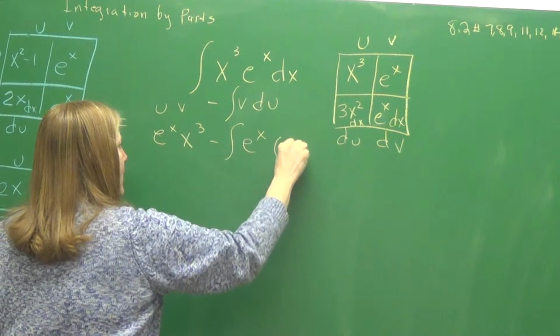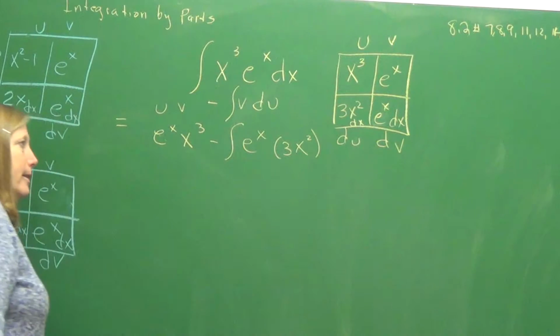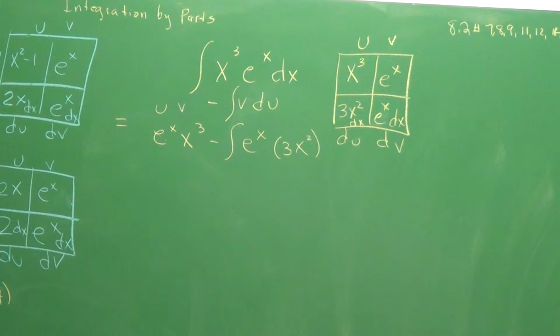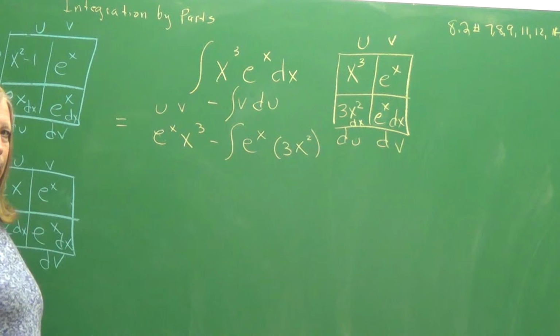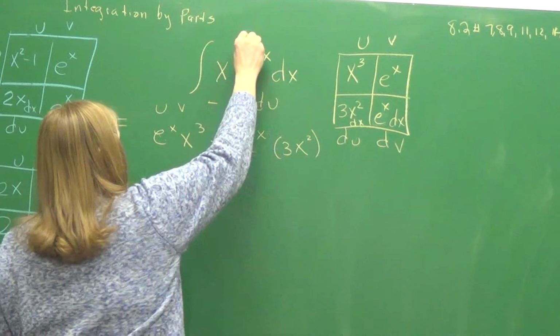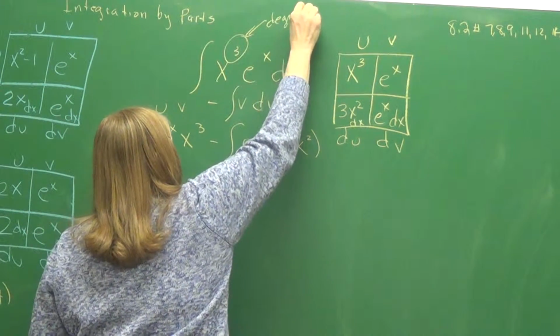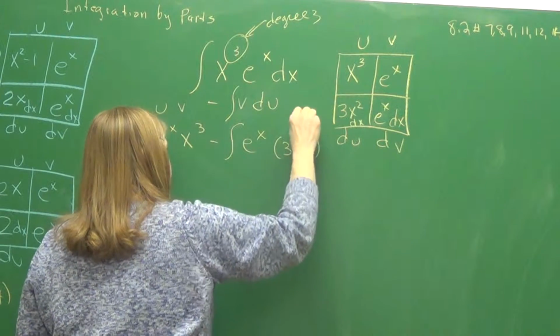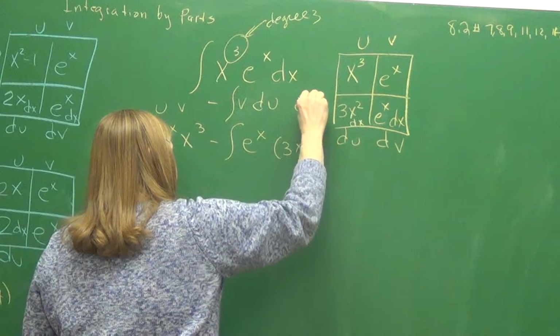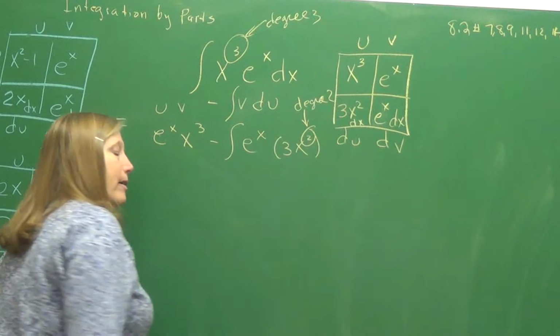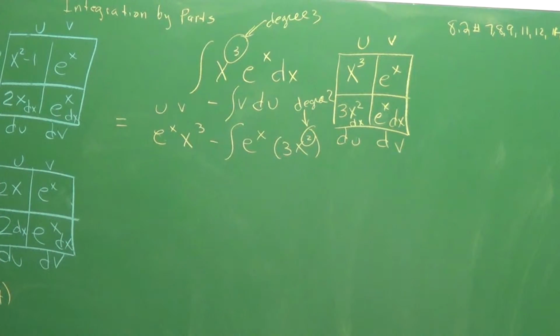All right, Gianni, have we made any progress? Not really. Well, we have, in what way? The original problem is out of the integral sign. Right, so we went from degree 3 to what? Degree 2. Right. So we are making progress, but not quite enough.